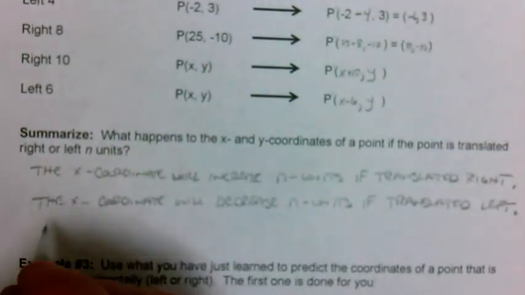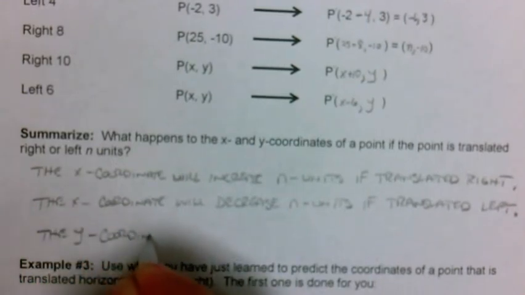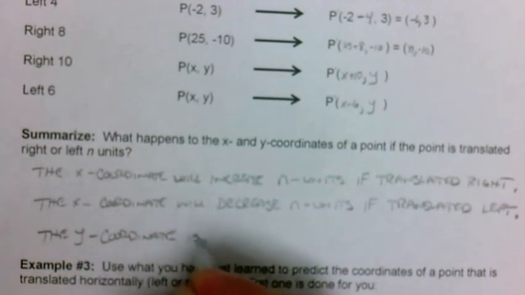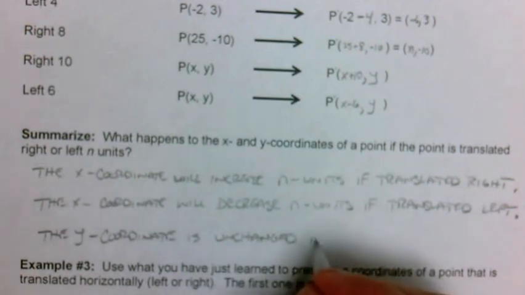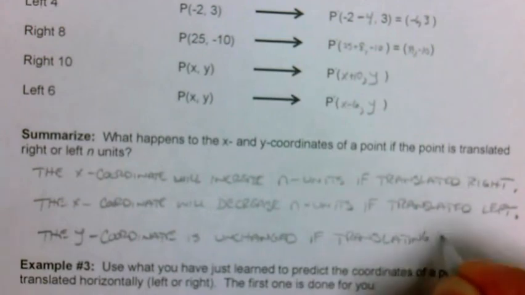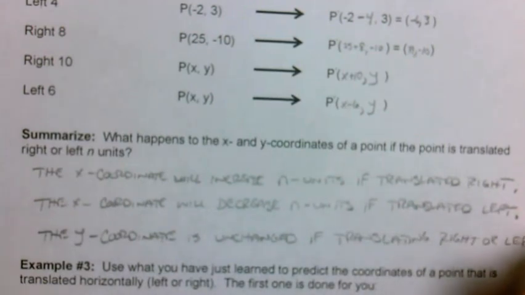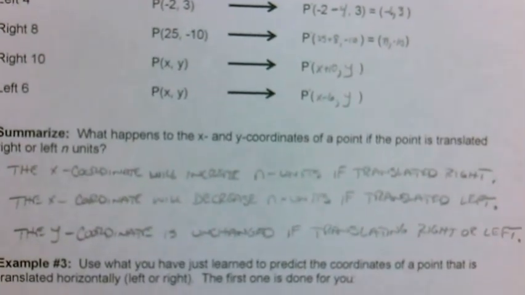But remember, in all cases, your y-coordinate is unchanged. The y-coordinate is unchanged if you are translating right or left. And again, because the y-axis moves vertically, that means the y-coordinate will be unchanged if you're translating a point to the right or to the left.